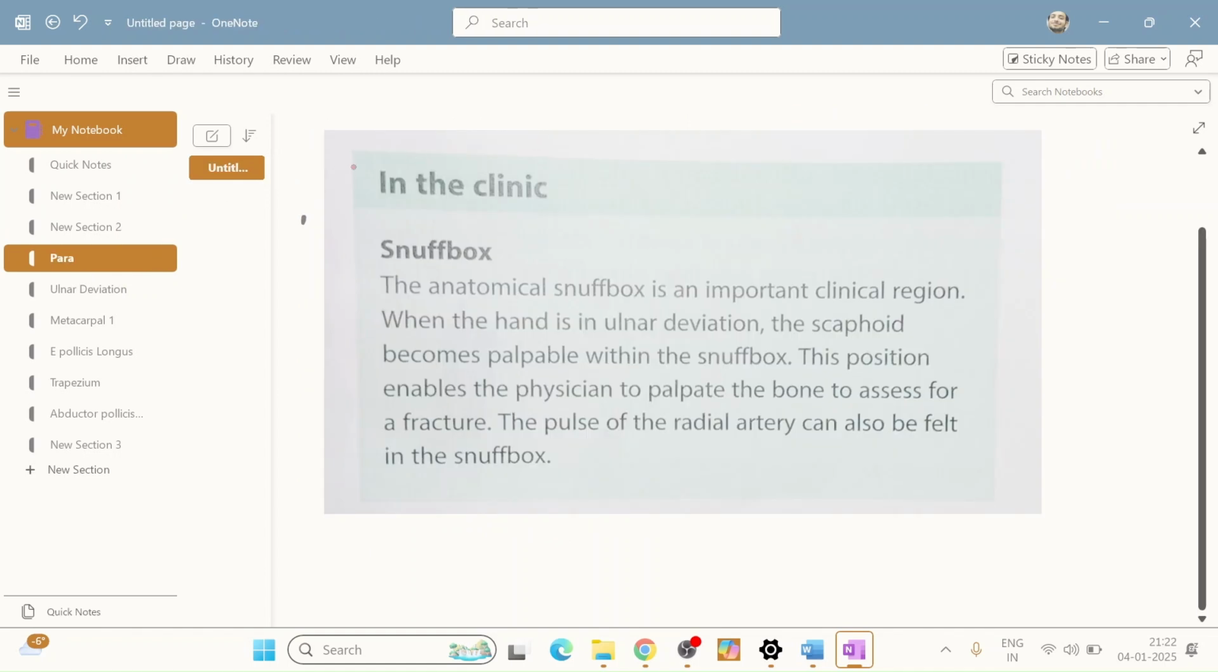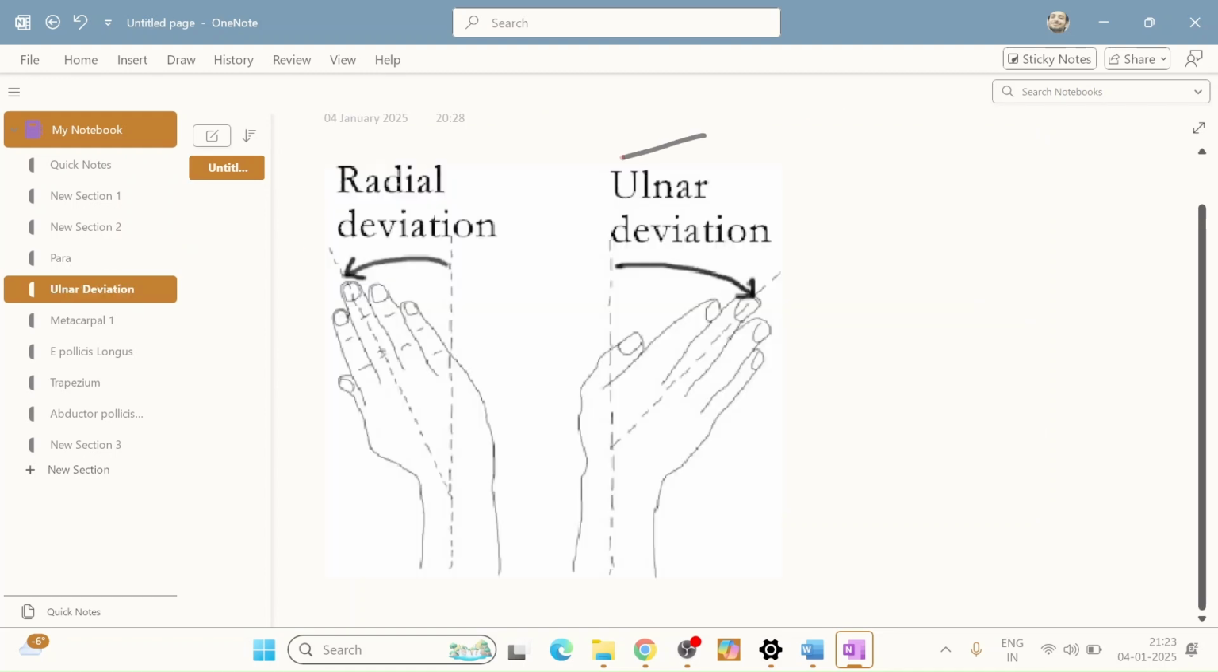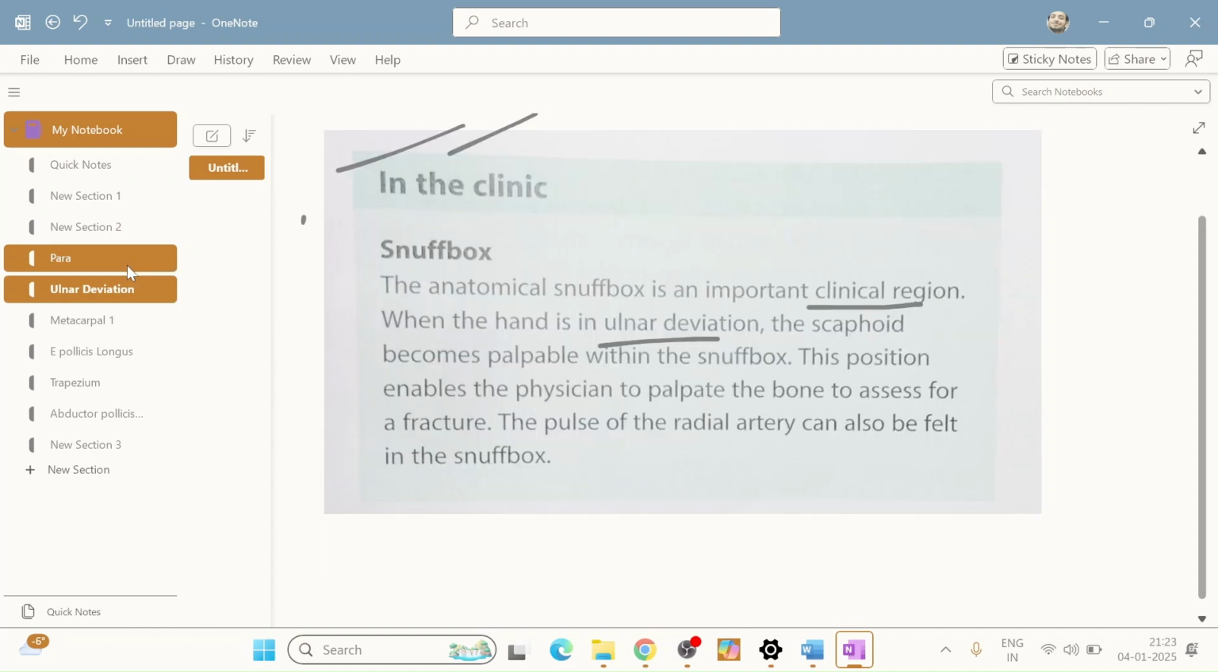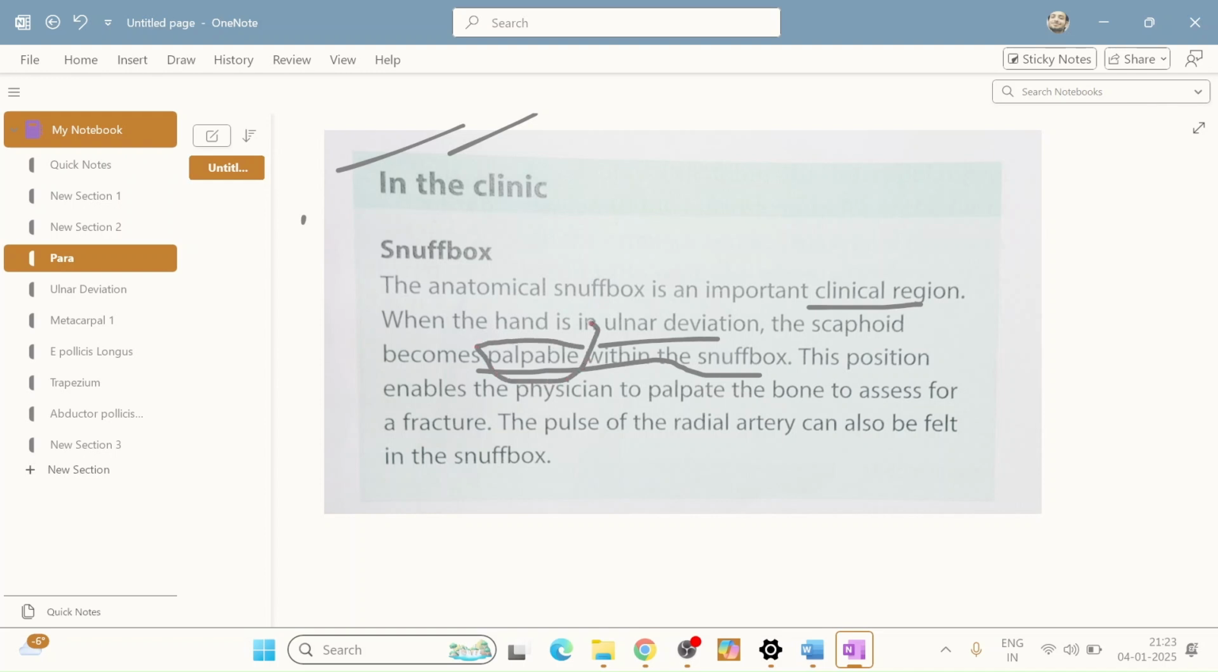Now, it is an important paragraph from our Gray's Anatomy. It tells us that the anatomical snuff box is an important clinical region. When the hand is in ulnar deviation, this is the diagram of ulnar deviation, the scaphoid becomes palpable within the snuff box. Palpable means touchable. The position enables the physician to palpate the bone to assess for a fracture.